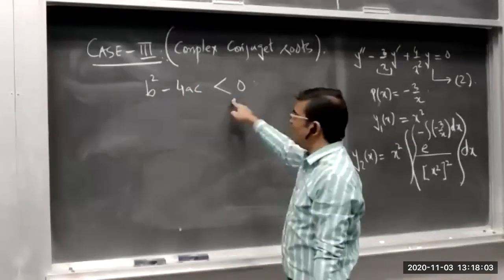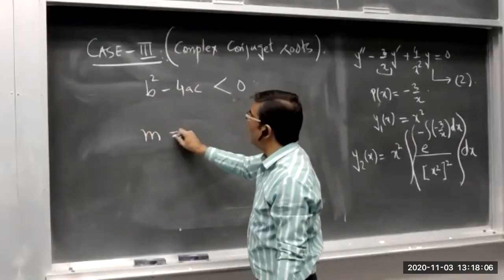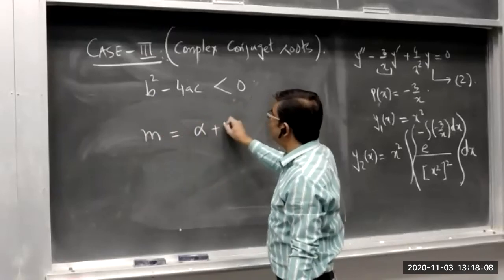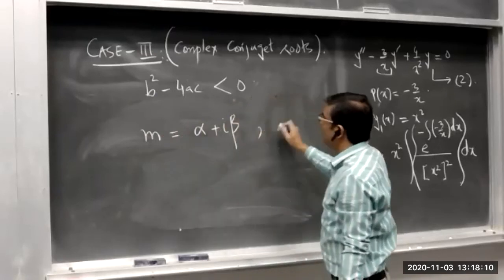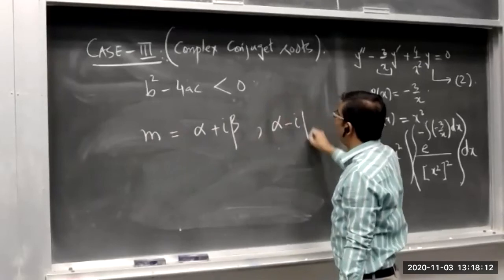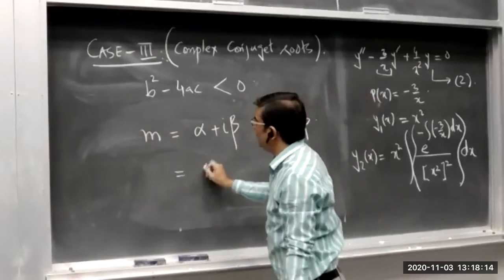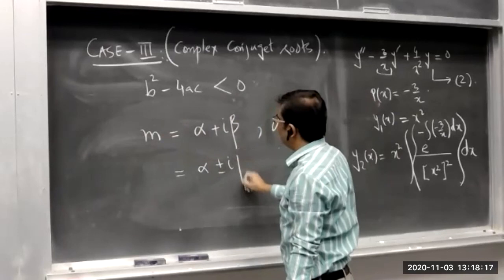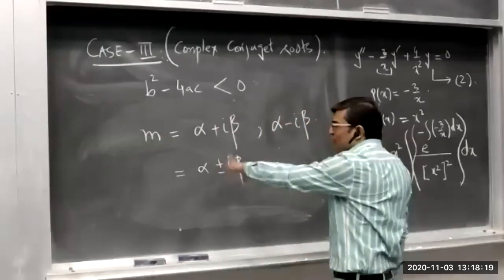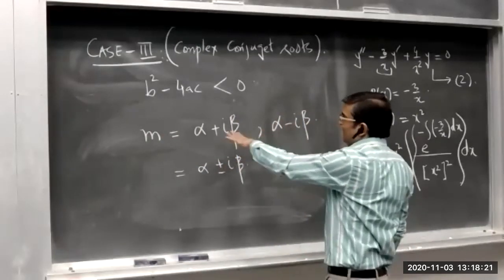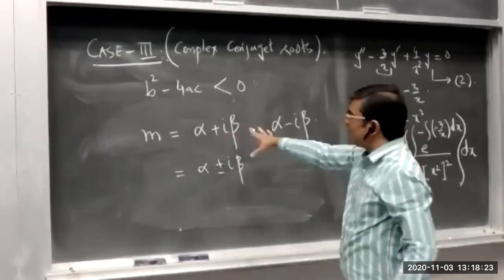If this thing is less than 0, then m would be alpha plus iota beta, and the second root will be alpha minus iota beta, or simply you can write alpha plus minus iota beta, because complex conjugates always exist in pairs, okay. This is the third case.